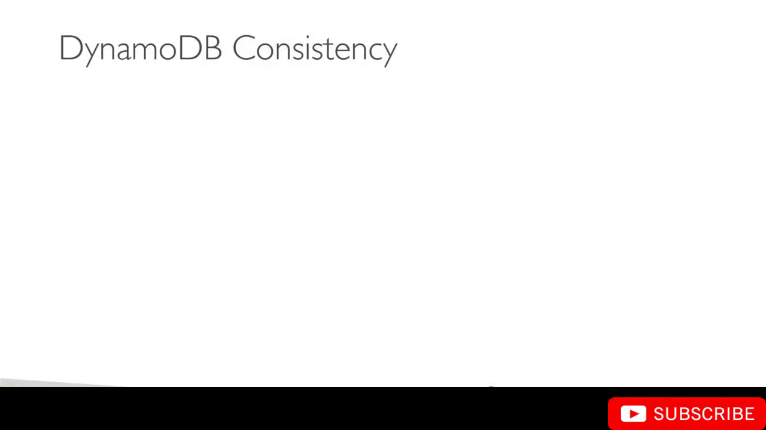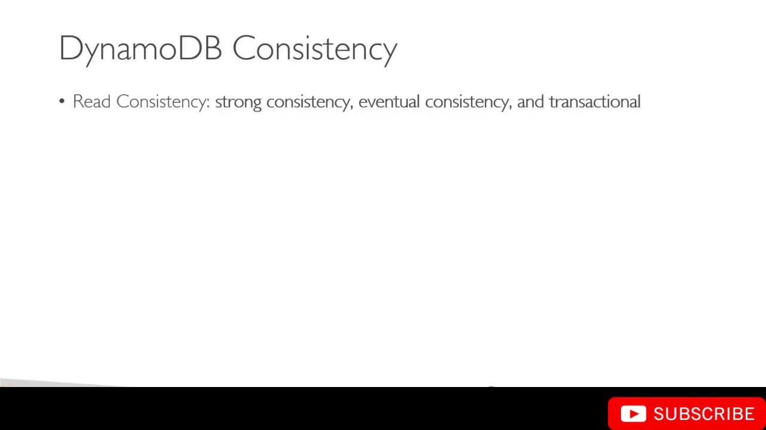In this lecture, we are going to look at DynamoDB consistency model. We have read consistency and write consistency. In read consistency, we have three types: strong consistency, eventual consistency, and transactional consistency. And then we have write consistency, where we have standard consistency and transactional consistency. So what exactly are these consistencies?